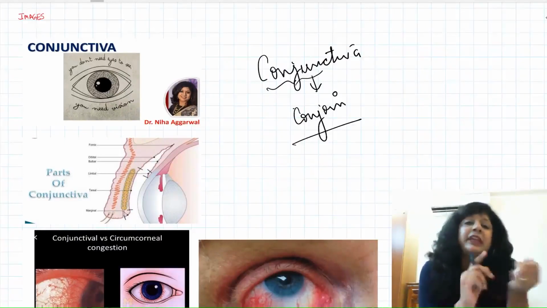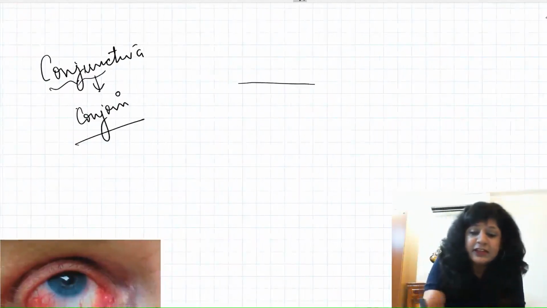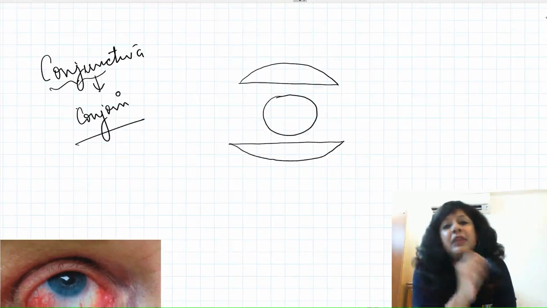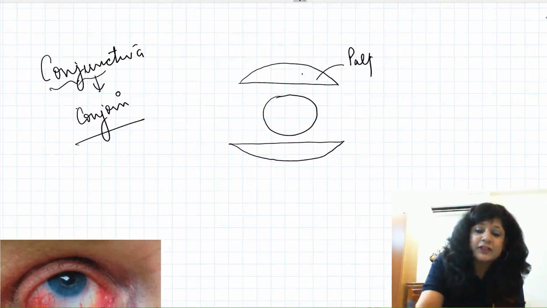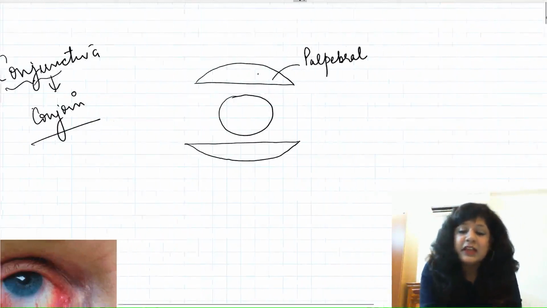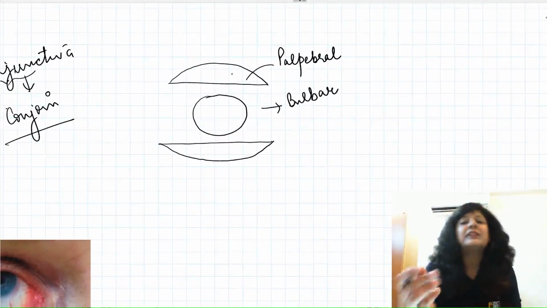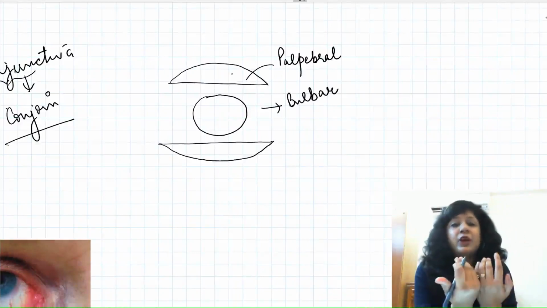Okay. Now second, we come to the parts of the conjunctiva. So if I draw here, see, suppose this is the upper eyelid, then we have the eyeball, and then we have the lower eyelid. Okay, so we actually have three parts of the conjunctiva. When I invert this eyelid like this, this conjunctiva is called the palpebral conjunctiva. The conjunctiva that you can see from the front, this is bulbar. Now the word bulbar has come from bulb. Bulb means eyeball. The conjunctiva which is covering the eyeball, that is your bulbar.